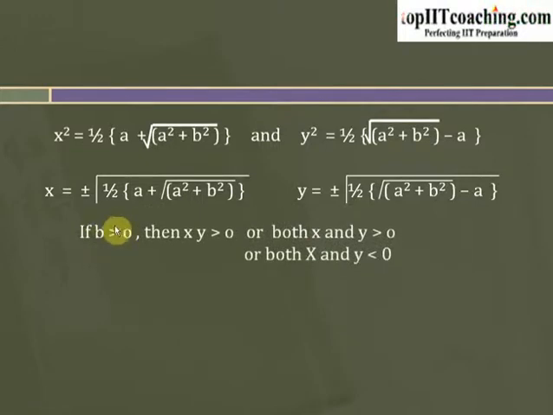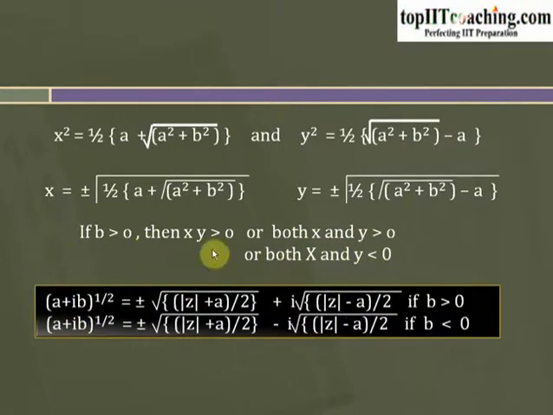If b is greater than 0, that is b is positive, the imaginary part of the complex number z is positive, then xy should also be positive as b is equal to 2xy. Now if xy is positive, we have two cases: either both x and y are positive or both x and y are negative, so that their product is positive. So from this we can write the square root of a plus iota b would be equal to plus minus of under root of mod z plus a divided by 2, as we know that under root of a square plus b square is equal to mod z, plus iota times under root of mod z minus a divided by 2 if b is greater than 0.